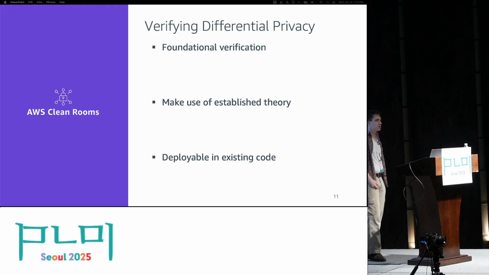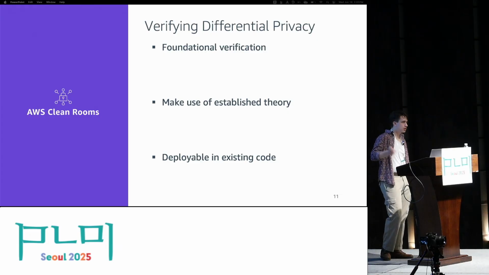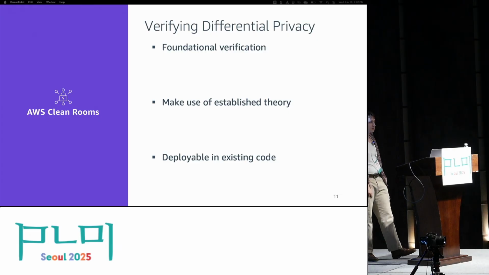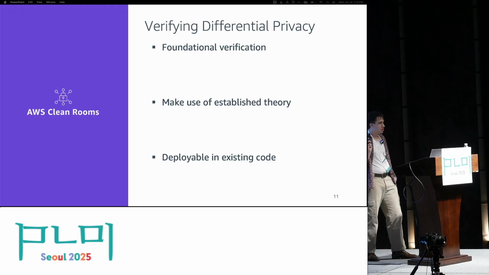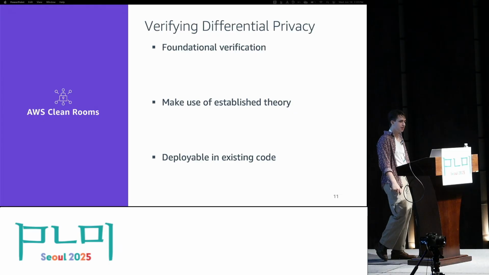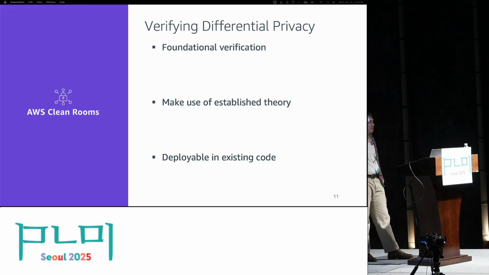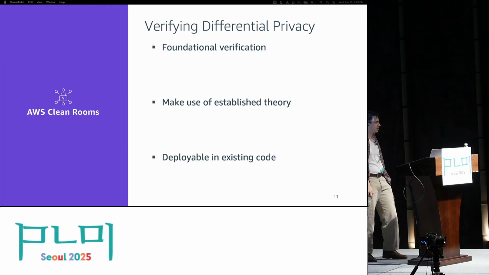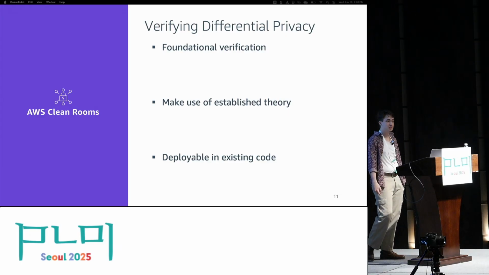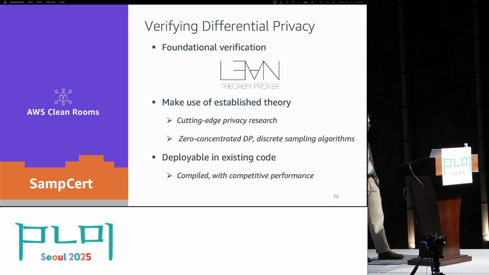So here's our problem. We want foundational verification. We don't want to, for example, assume that floating points are an accurate representation of the reals. We want to make use of the large body of existing theory in differential privacy. Our job is not to come up with new differentially private algorithms, but to have high assurance implementations of the things privacy researchers have already figured out. And finally, we want an implementation which our privacy team will be able to integrate into our existing services. And of course, because this is AWS, this means our implementation has to be efficient at scale as well.